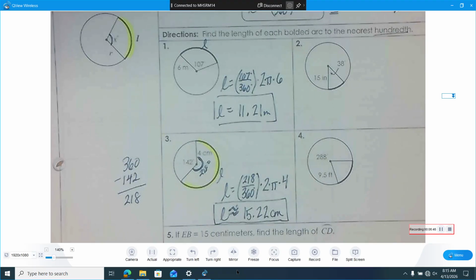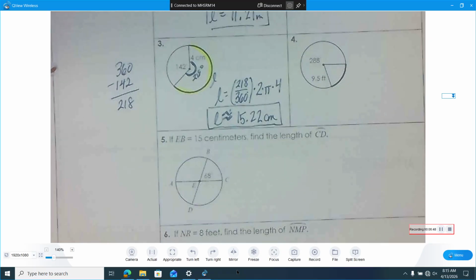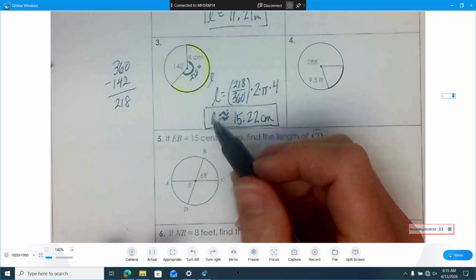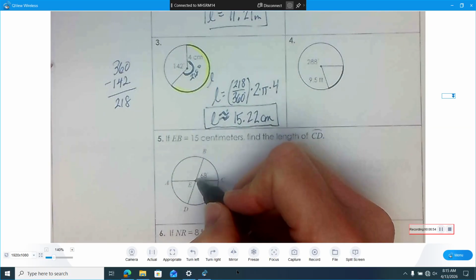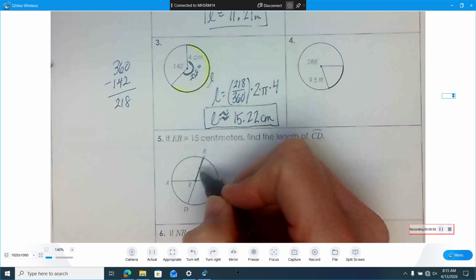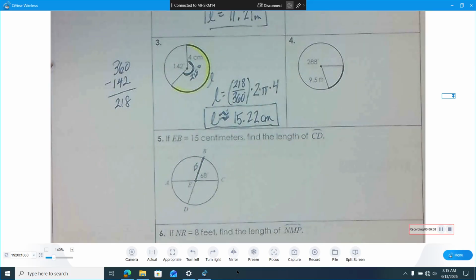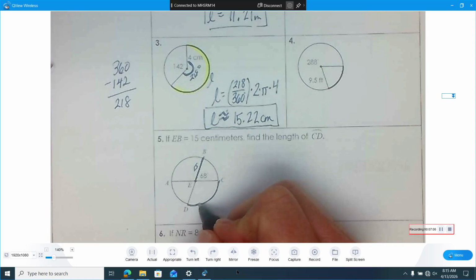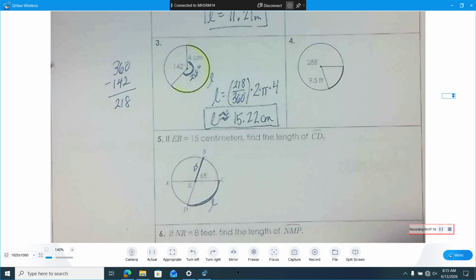Let's look at number 5. It says EB, so again, reading carefully, EB is 15 centimeters. That is our radius of our circle. Find the length of arc CD. We want to know this arc right here, so really pay attention to what we're figuring out. This is the L I'm trying to find, that length of the arc. What do we need to know?